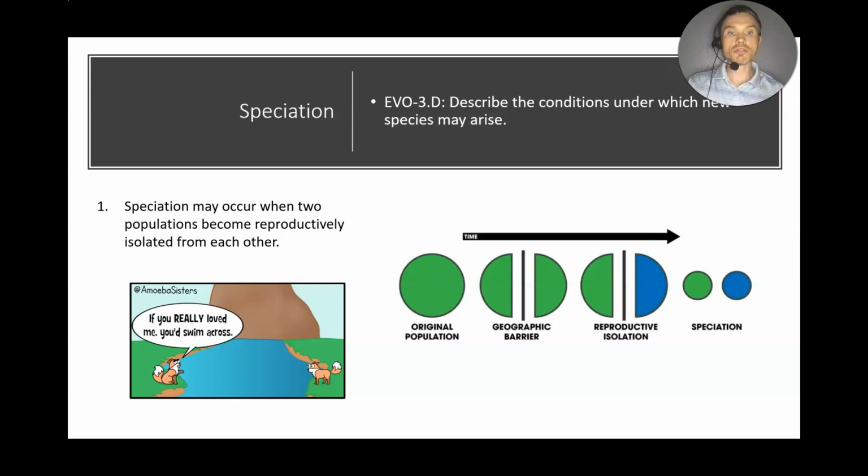This is represented by our original population, which is the green circle. Due to a barrier, such as a geographical barrier, this population has been split into two groups. Over evolutionary time, these two groups evolve independently of one another and become reproductively isolated, eventually forming two separate species represented by the green and the blue circle.